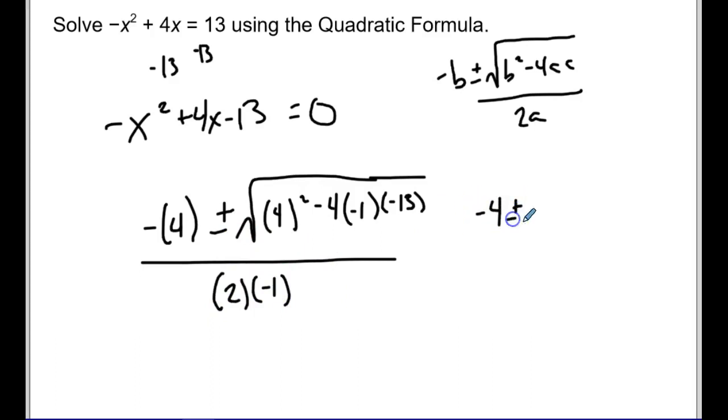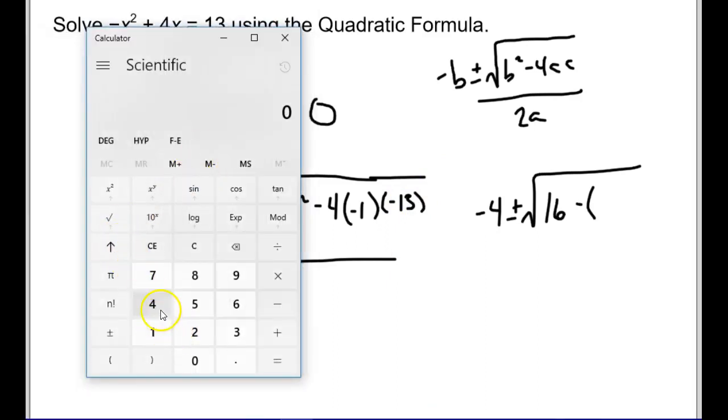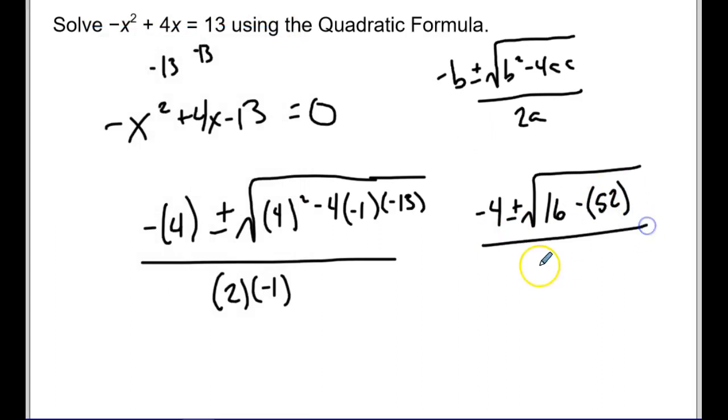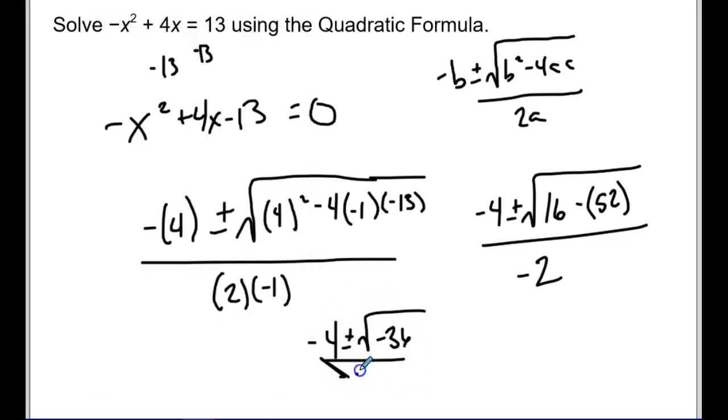So I have negative 4 plus or minus the square root of 16 minus, and now I have 4 times a negative 1 gives me negative 4, times a negative 13, which gives me a positive value. And I don't, off the top of my head, know 4 times 13. So 4 times 13 is 52 over negative 2. So here I see I have a negative 4 plus or minus the square root of 16 minus 52. So again, we can use our calculator if we need to. So I've got 16 minus 52 is a negative 36 over this negative 2.